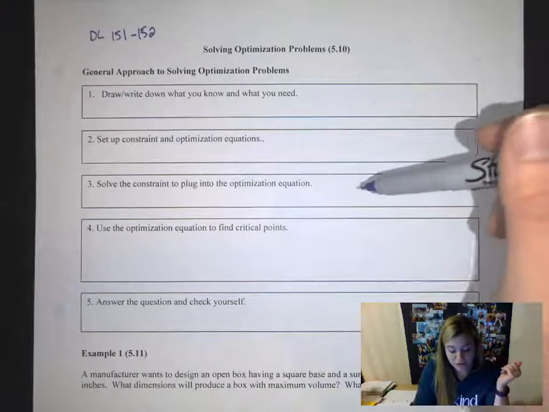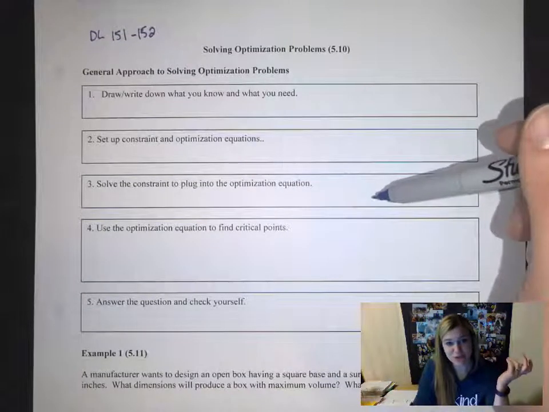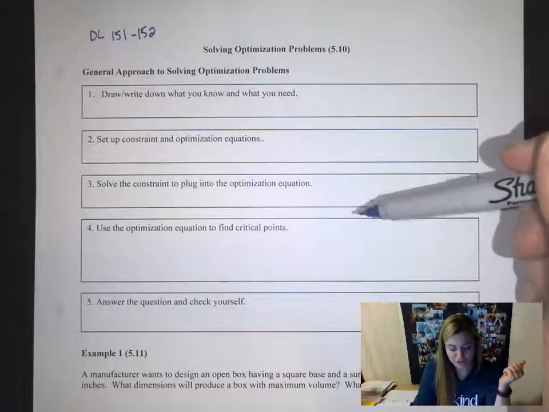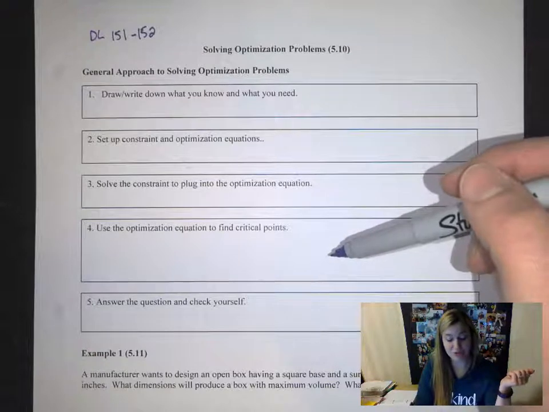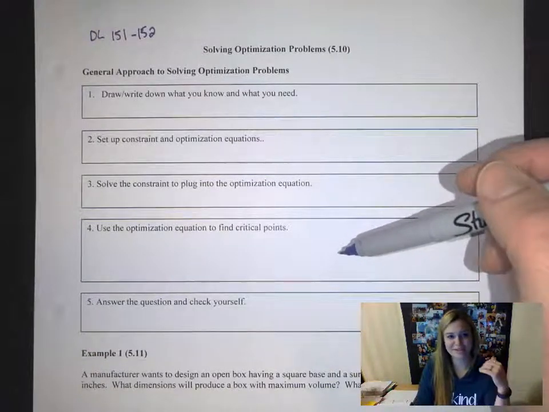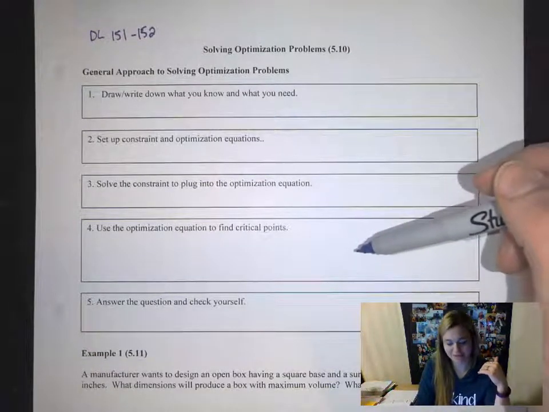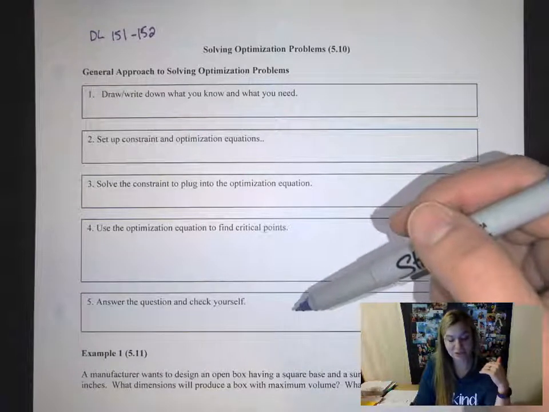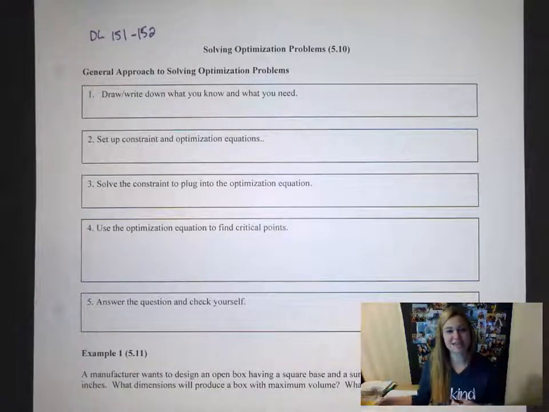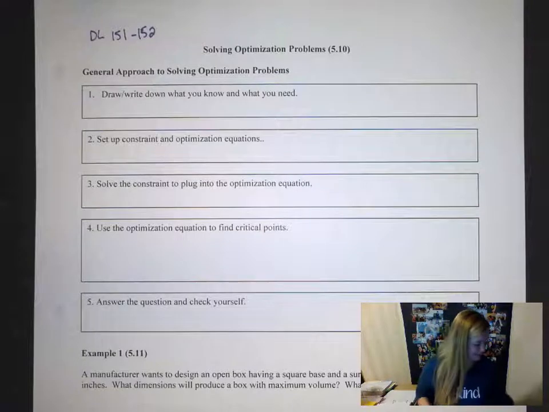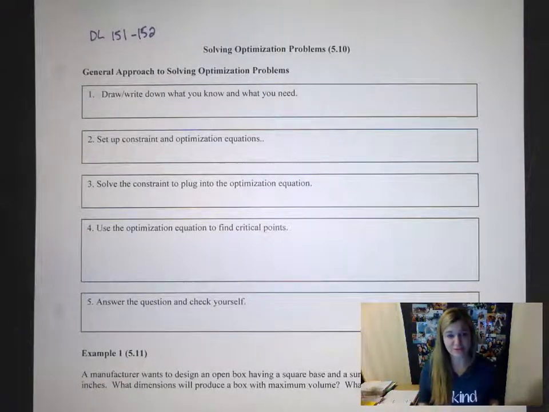We can solve the constraint to plug into the optimization equation. We'll do that in a minute too. Use the optimization equation to find critical points. So this is how we find relative min, relative max. And then we answer the question and check yourself, meaning we just see, does this answer make sense? And you're probably saying, this whole thing doesn't make sense so far. I have no idea what you're talking about. So let's just get into it right away, and we're going to start by doing problems. That's how you're going to learn about this.